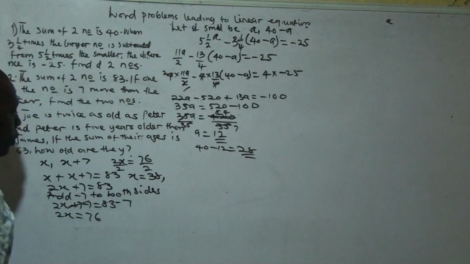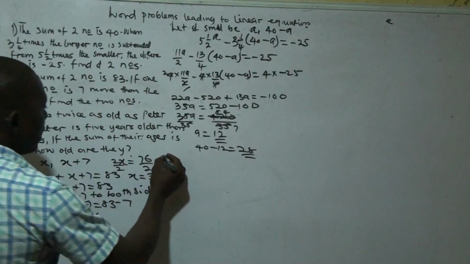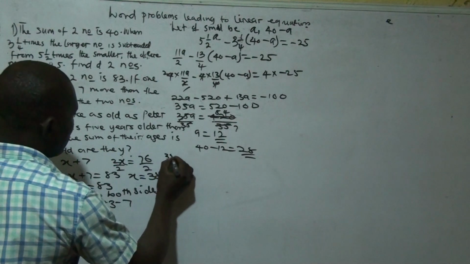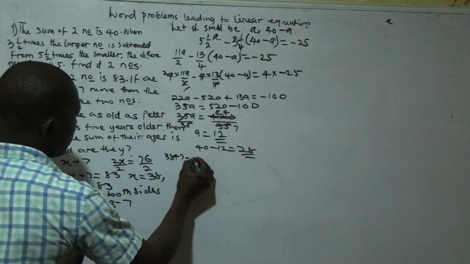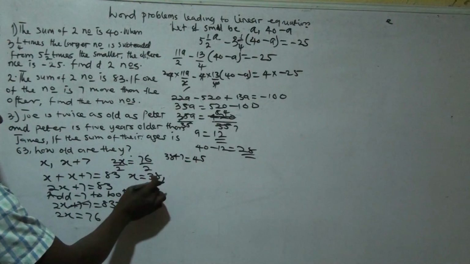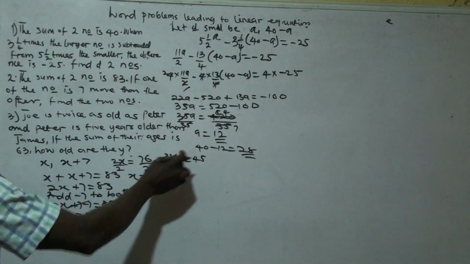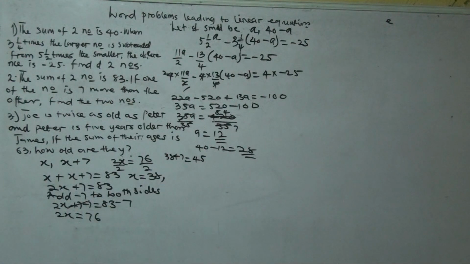x will become 38. So if x is 38, the other number is x plus 7. That means it's going to be 38 plus 7. That will give us 45. So if we add this to this, we see that it's going to give us 83. So that checks that our answer is correct.